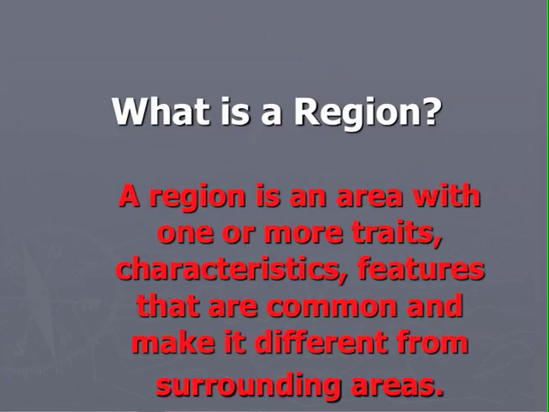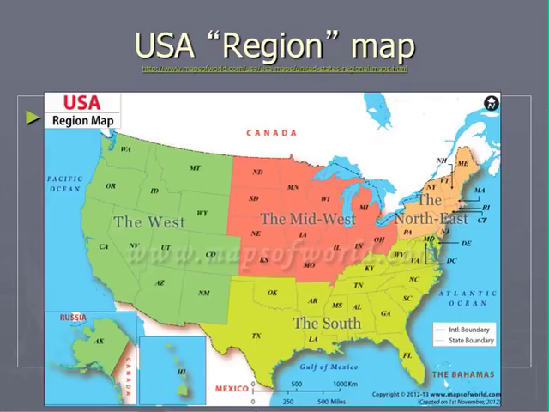All right, so what is a region? A region is an area with one or more traits, characteristics, features that are common and make it different from surrounding areas. So make sure you get that definition down. Again, the key here, we're looking for one or more traits, characteristics, or features that make it common, that differentiate it from other areas around it.